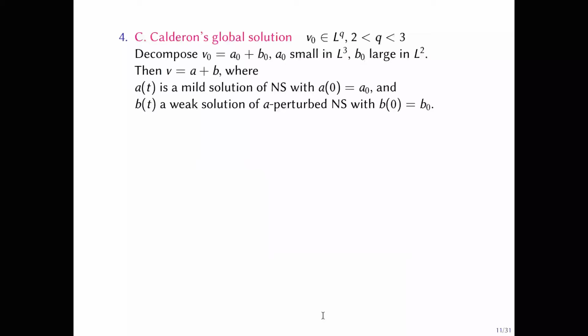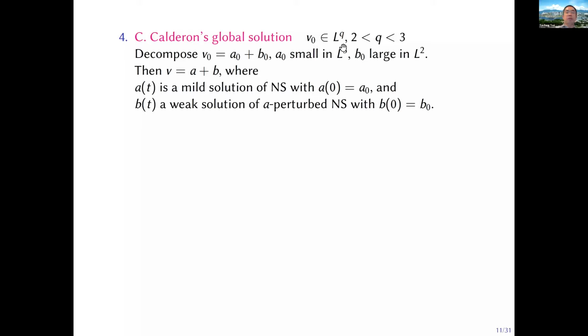And then there's a Calderón's global solution. He considered V0 to be in L^q, q between two and three. His idea is to decompose V0 into two parts, where A0 is small in L3, and B0 is large, but it's in L2. So it is localized in a sense.